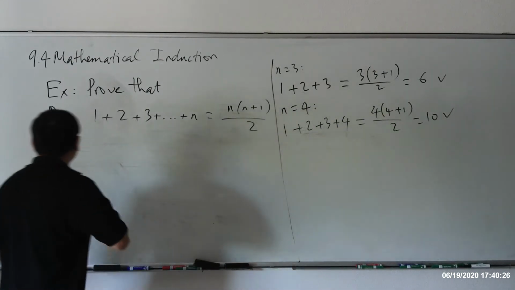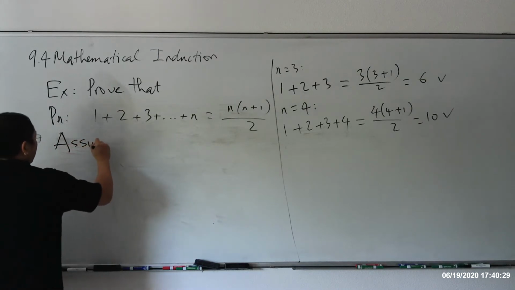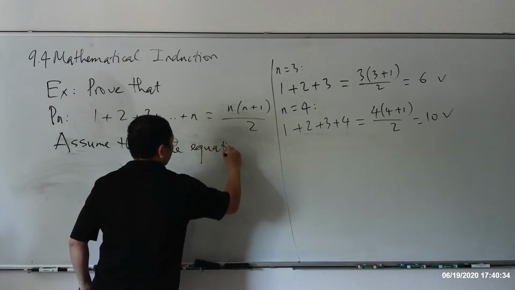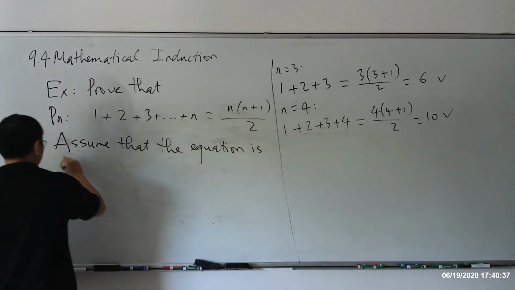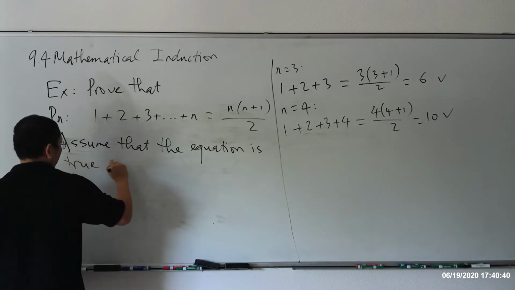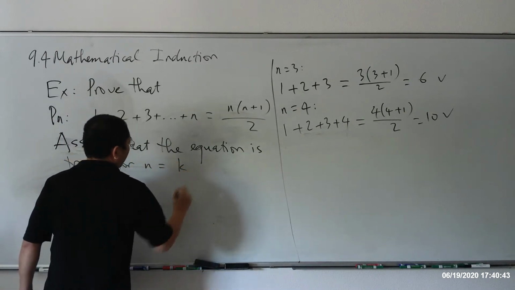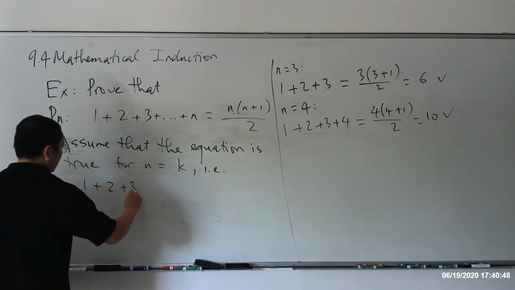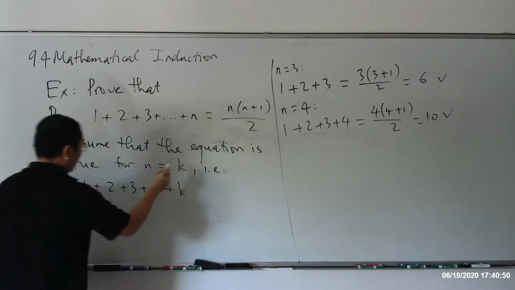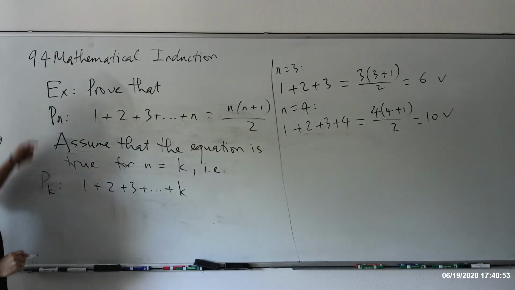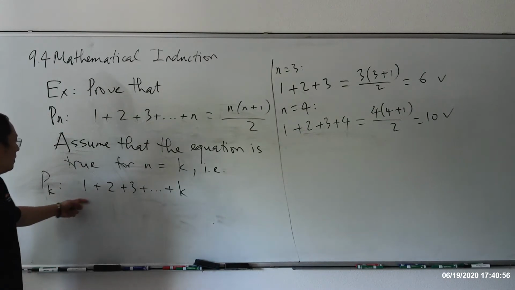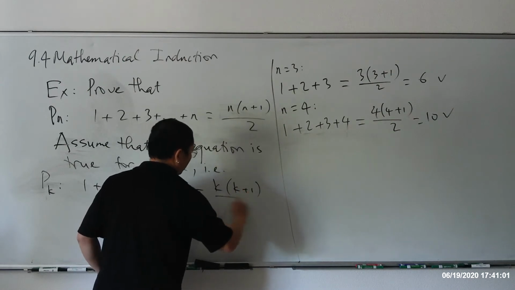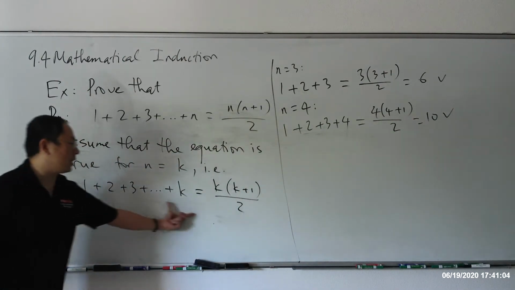So I'm going to assume that the equation is true for n equal to k. What do we mean by that? It means 1 plus 2 plus 3 and so on all the way to k. This is actually the Pk step, right? P1, P2, up to Pk. The sum of the first k numbers will be equal to k times (k plus 1) over 2. So we assume that this equation is true.